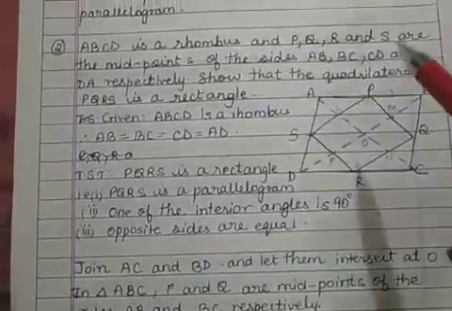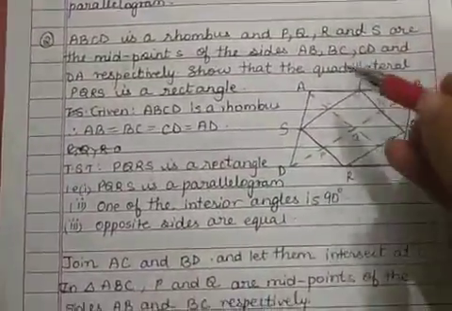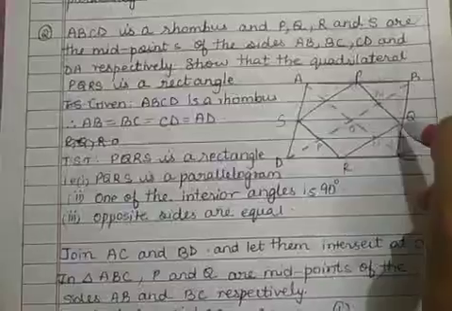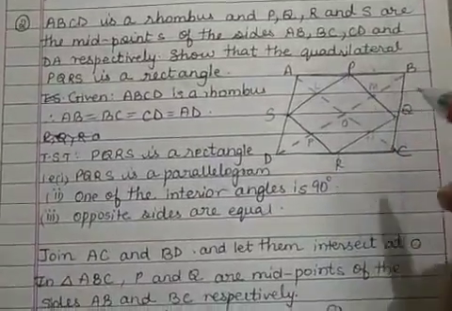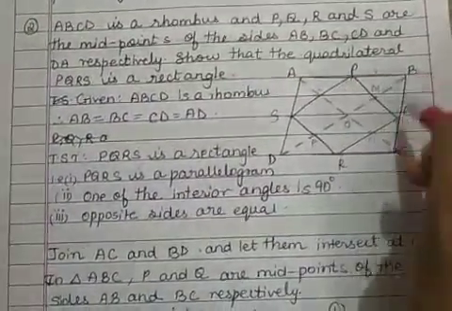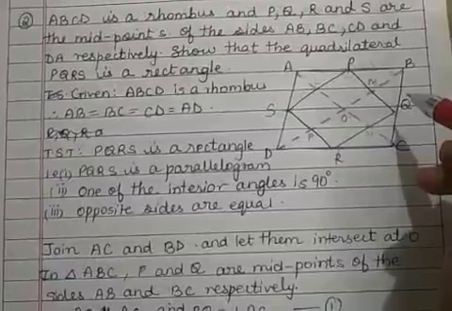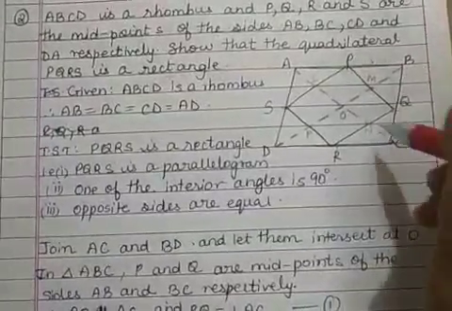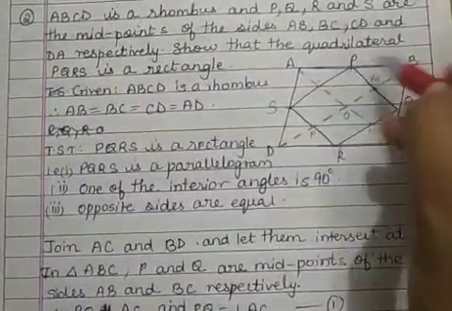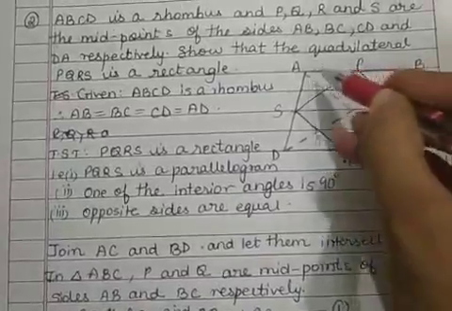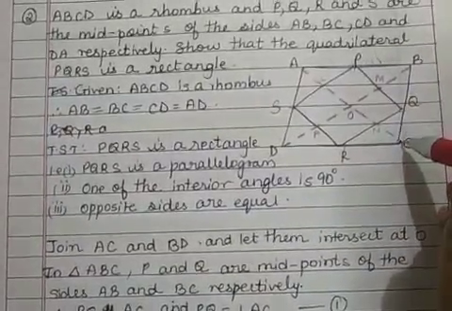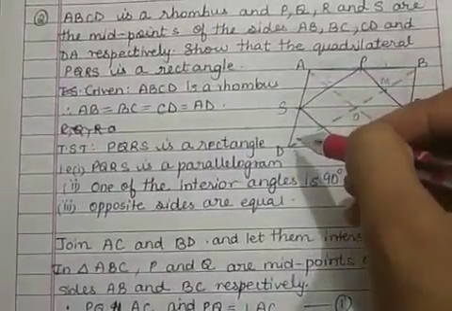So what we are doing here is, the figure is not given to you, so only this much you have to draw, whatever has been given to you. And what is given is ABCD is a rhombus. Since ABCD is a rhombus, all sides are equal in a rhombus, so AB will be equal to BC, equal to CD, equal to AD.